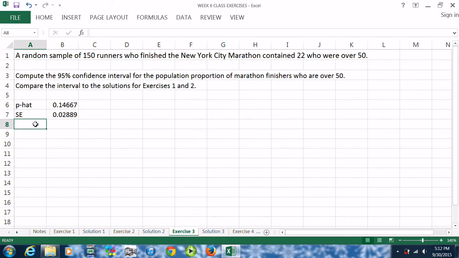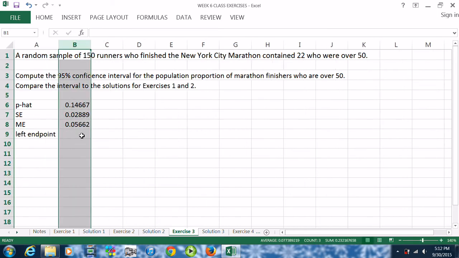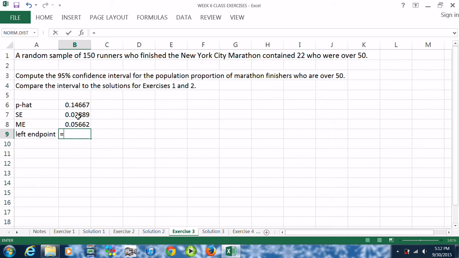Now we need our margin of error, and so for a 95% confidence interval, remember that's 1.96 times the standard error, so that's about 2 standard deviations from the mean, 0.0562. And now for our left endpoint, we're simply going to subtract the margin of error from our p hat, so sample proportion p hat minus margin of error, so our left endpoint.